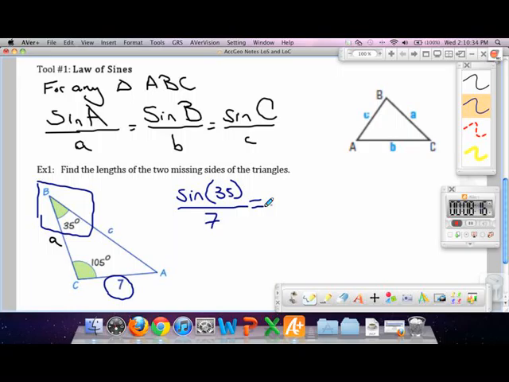Little c. So then this proportion should be equal to the proportion of the sine of this angle divided by its opposite side, or the sine of 105 divided by its opposite side. Oh look, I have a proportion, and I know all but one of the pieces. How do I solve this algebraically? Do you solve a proportion? Cross multiply.